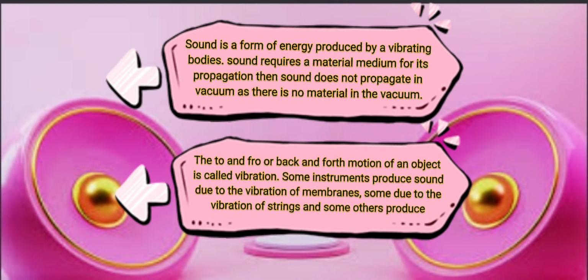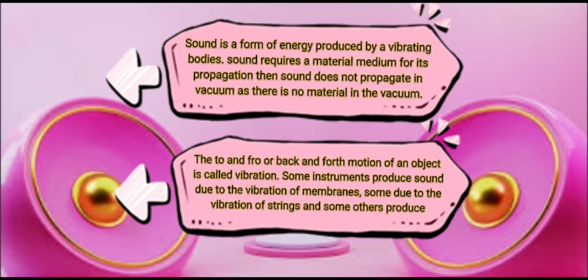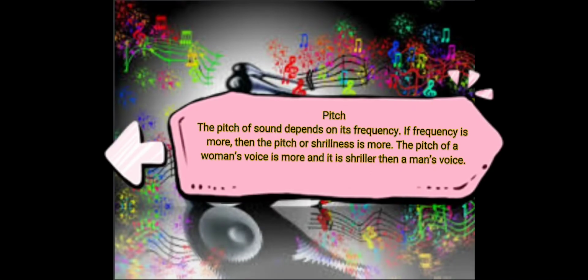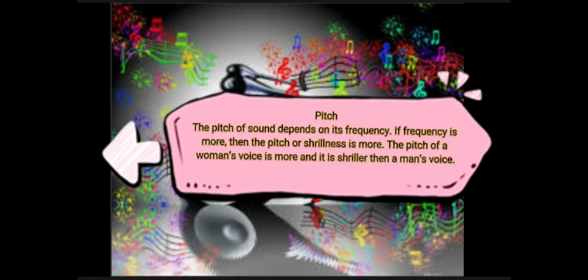Sound is a form of energy produced by a vibrating body. Sound requires a material medium for its propagation, so sound does not propagate in a vacuum as there is no material in the vacuum. The to and fro or back and forth motion of an object is called vibration. Some instruments produce sounds due to the vibrations of membranes, some due to the vibrations of strings, and some others produce sounds in other ways. Pitch. The pitch of sound depends on its frequency.